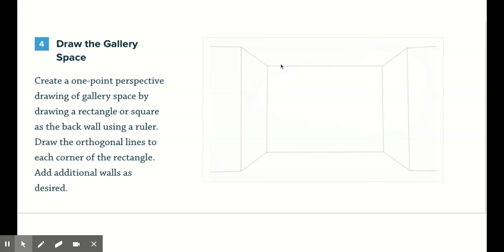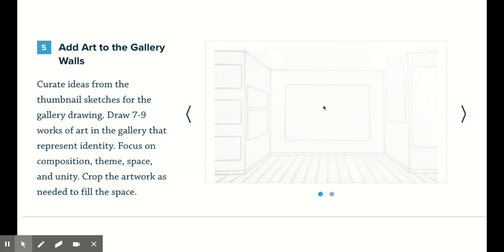But if you notice, here's the back wall. Probably right here is the vanishing point, and then the walls come out from here, and then you just have another straight line here. So you have places to put pictures right here. You have places to put pictures here, places to put pictures here.